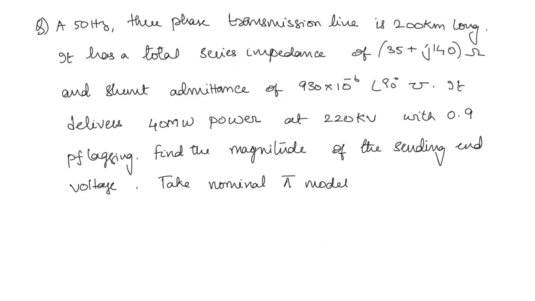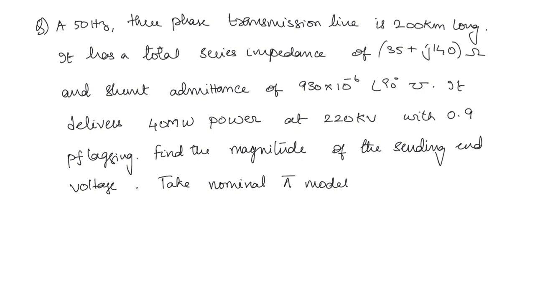A 50 Hz 3-phase transmission line is 200 kilometers long. It has a total series impedance of 35 plus j140 ohms and shunt admittance of 930 into 10 to the power minus 6 angle 90 degrees. It delivers 40 megawatts power at 220 kilovolt with 0.9 power factor lagging. Find the magnitude of the sending end voltage.